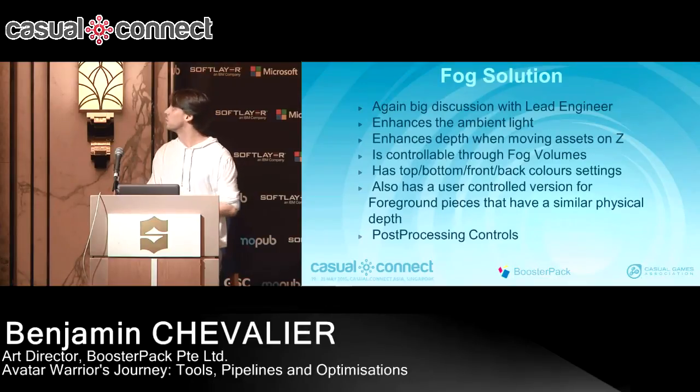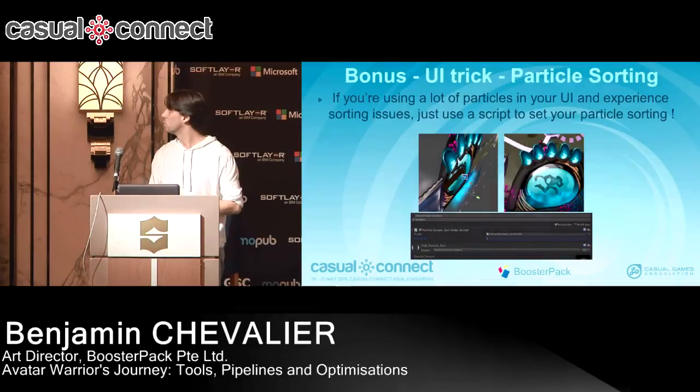And a fog solution as well. Big discussion. You have 4 control points. You could have more if you want. You have height fog. You can also make it more dense, less dense, whatever. And it's per vertex. It's vertex based, so it's really cheap as well. And so I guess I have some time left.